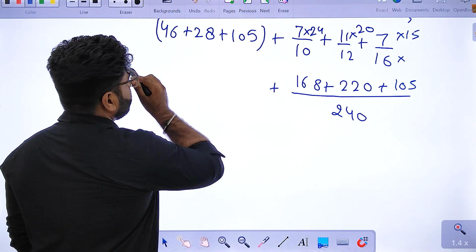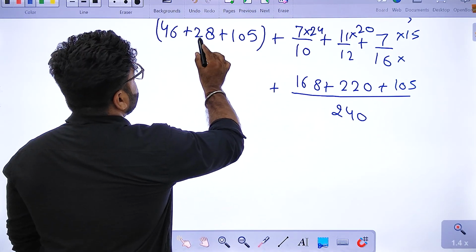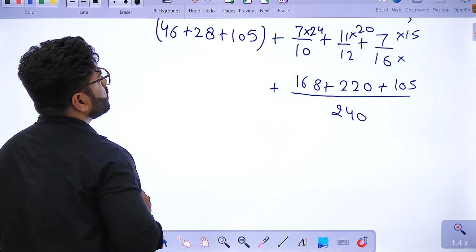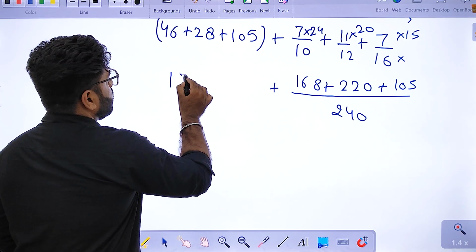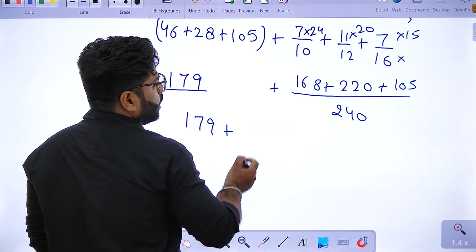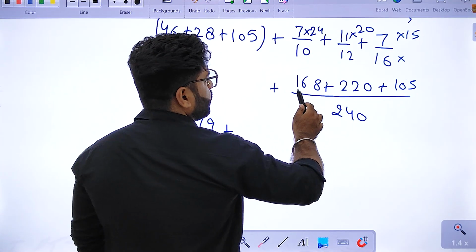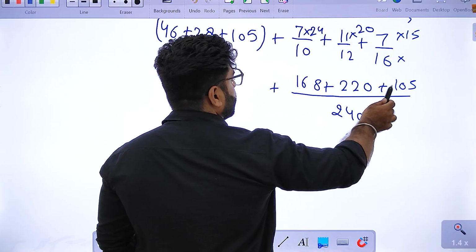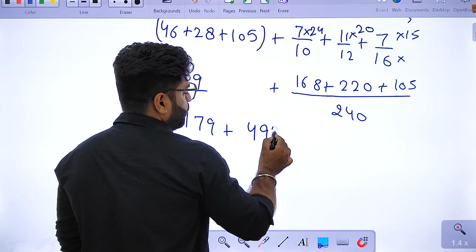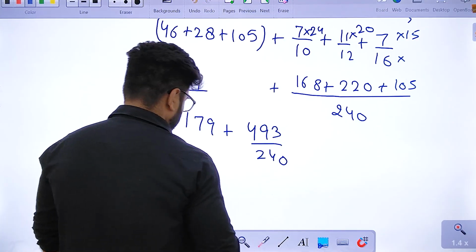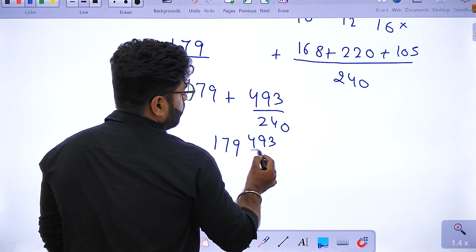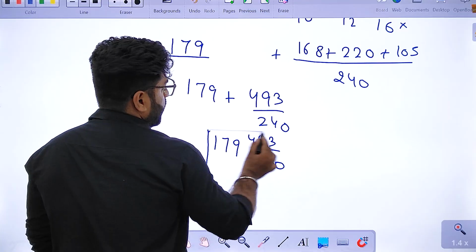So here we are having 100, 120, 160, 174, 179. Okay, so here we are having 179. If we add them, we are having 200, 300, 400, 480, 490, 493. This is 493 by 240. So our final answer is 179, 493 by 240 as our answer.